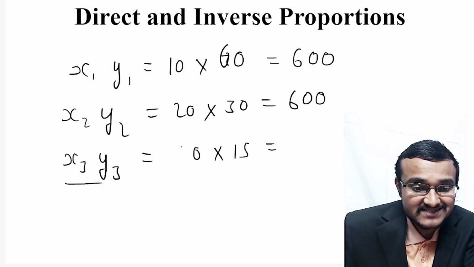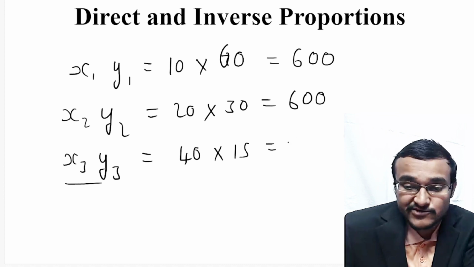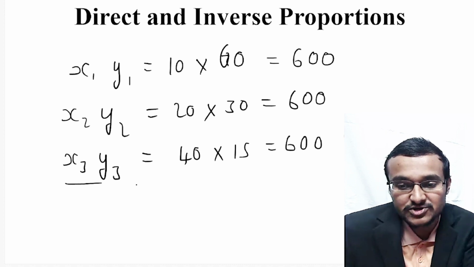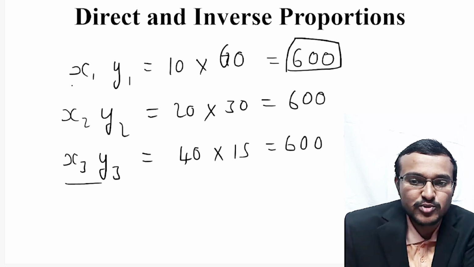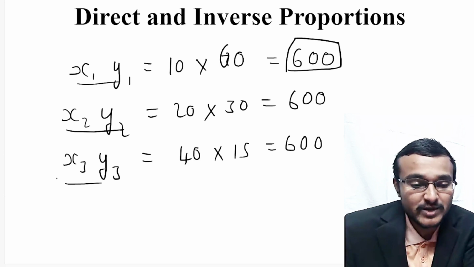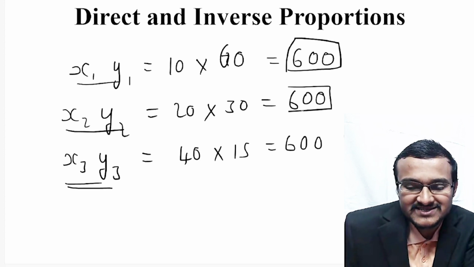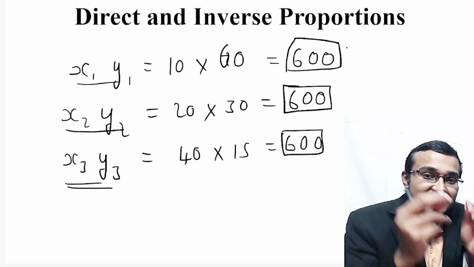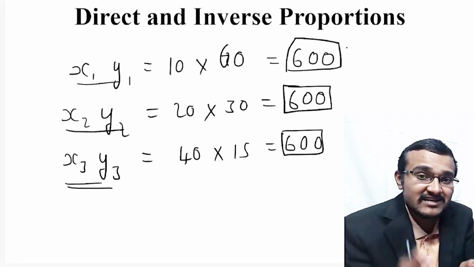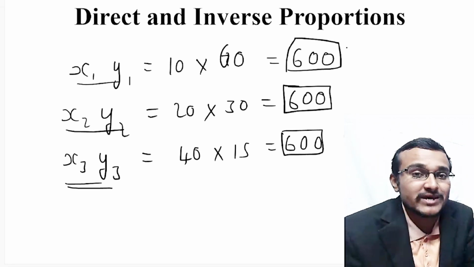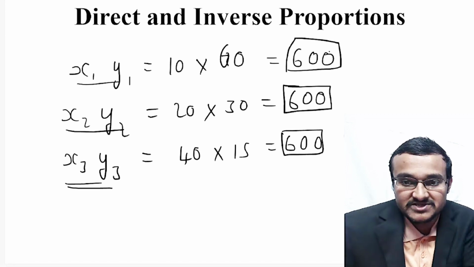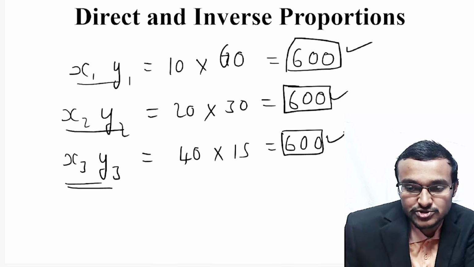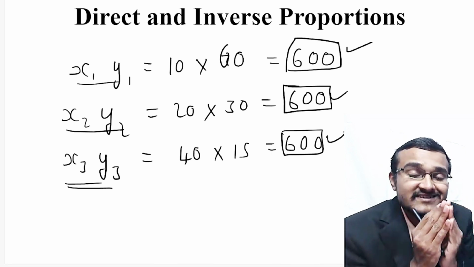Next, x3 into y3 will be 40 into 15. What is 15 into 4? 15 into 4 is 60, and one more 0 is there. So 600. Here you can clearly see that when you multiply corresponding x and y values, like x1 into y1, x2 into y2, x3 into y3, you are getting the same number, 600. That is known as a constant. Why is it known as constant? Because it doesn't change. Here also you have 600, here also 600, here also 600. So this 600 is not changing.